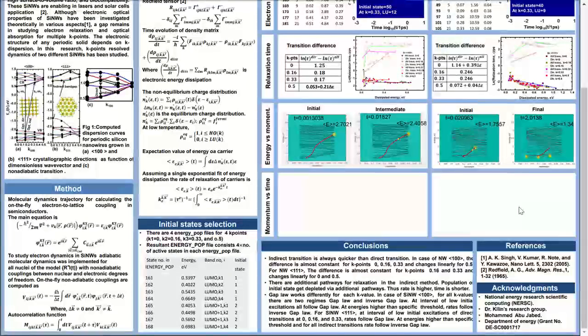Oh. Is it possible? You mean, can we do, trajectory means this path? Yes. Can we do like a direct transition first, and then we do an indirect transition? Yeah, we can. Yeah, we can do that.